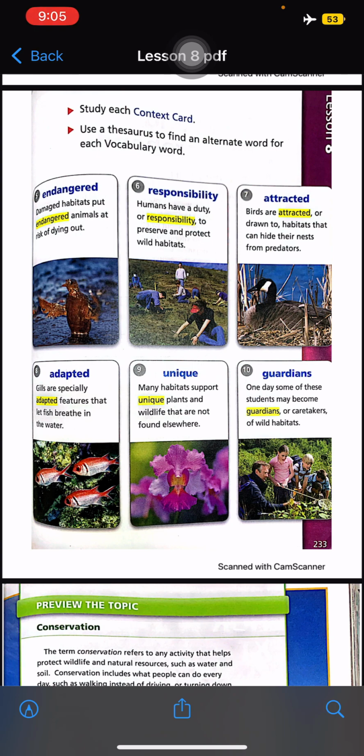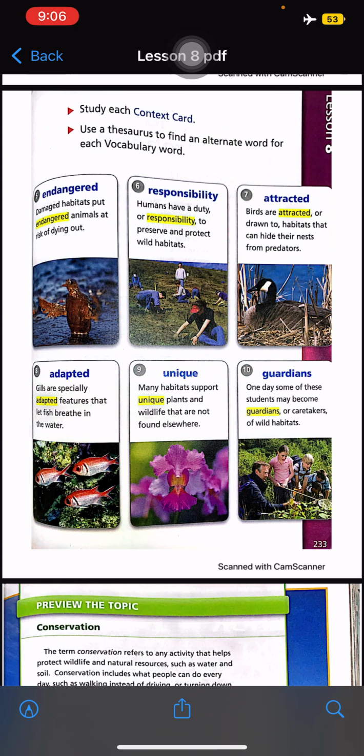Then we speak about responsibility. Humans have a duty. Duty means responsibility, in fact, of having a duty or dealing with something. It means responsibility to preserve and protect the wild habitats. Number 7, attracted. Attracted means drawn. Birds are attracted to habitats that can hide their nests from predators. The predators here mean the hunters or the animals that can eat their babies. The guardian means the protectors, the people who can protect.